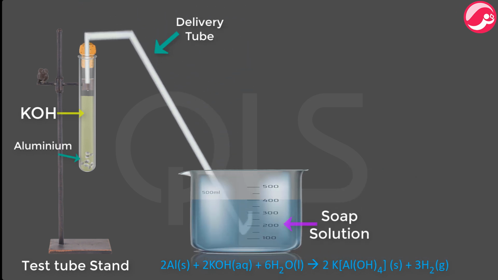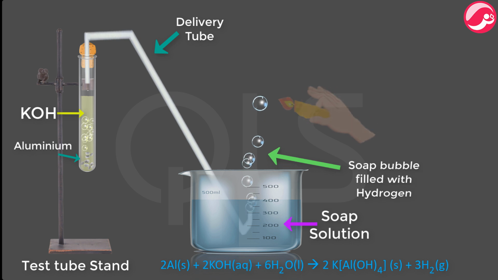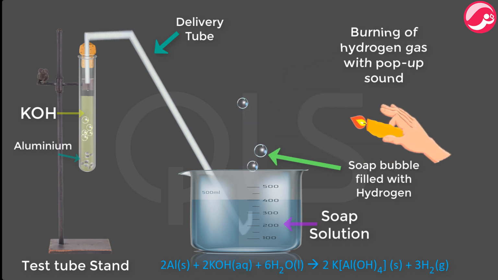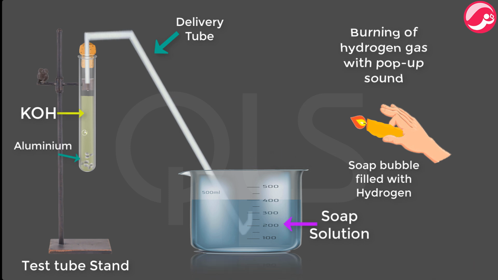Evolution of hydrogen gas can be detected by passing the gas evolved during the reaction over a flame. जो reaction के time पे जितनी भी gas produce हुई है, जब हम उसे एक flame के ऊपर से pass करेंगे, we will get a popping sound. This popping sound is the characteristic of hydrogen gas.